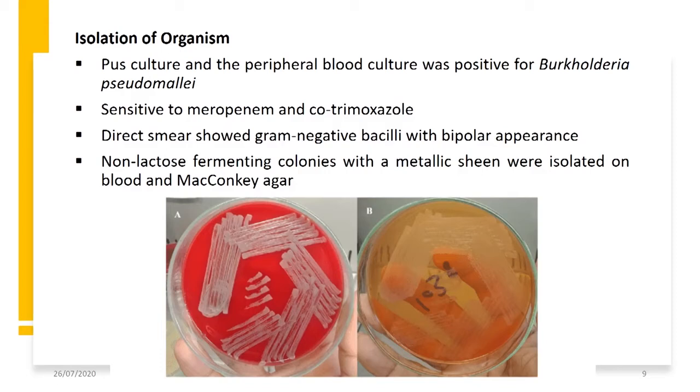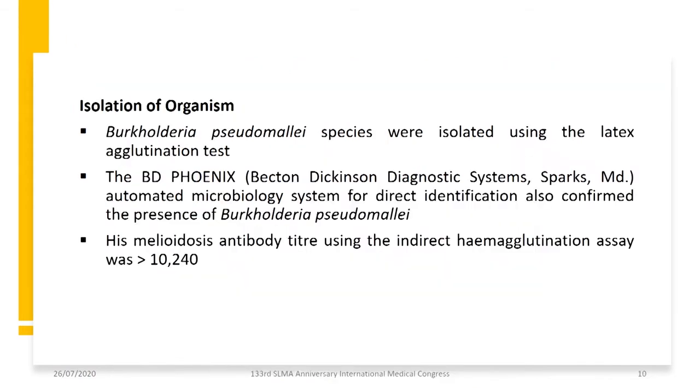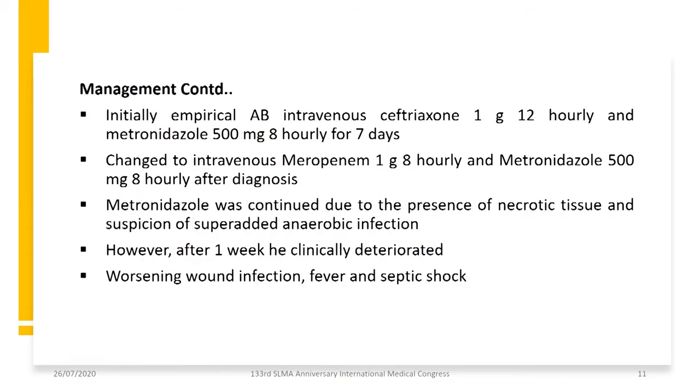Initially, the patient was managed with IV ceftriaxone and metronidazole. However, a diagnosis of melioidosis was established after the cultures came positive for Burkholderia, further confirmed by the direct identification system, and his melioidosis antibody titer was also very high. So he was changed to meropenem according to the sensitivity pattern.